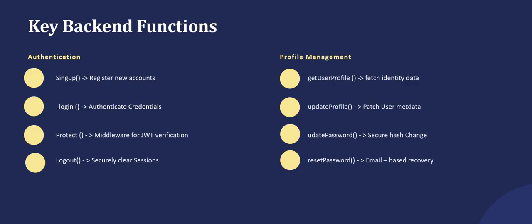Key backend functions. The backend contains several important functions that handle the application's logic. The sign-up function creates a new user account after validating the input. The login function authenticates the user and generates the JWT token. The protected middleware verifies this token before allowing access to secure APIs. The get user profile function retrieves the user information from the database.